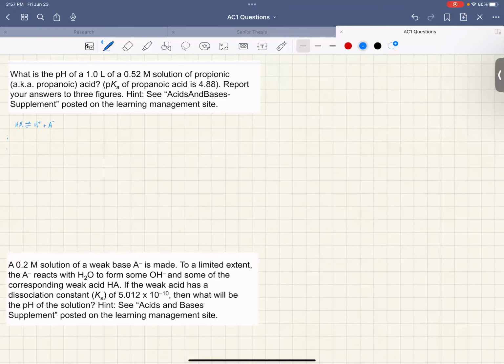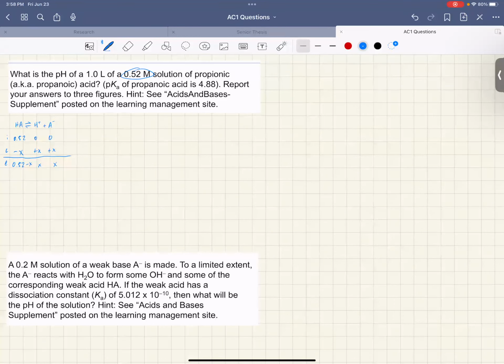Then we have our initial, we have our change, and we have our equilibrium. We're given that we've got a 0.52 molar solution of this, so our initial concentration is 0.52. It hasn't dissociated yet, so we'll put zeros in the H plus and the conjugate base. For the change, we're going to be losing the HA, so we'll put minus X there, plus X's over here. And what we'll have is 0.52 minus X and X's as our equilibrium.